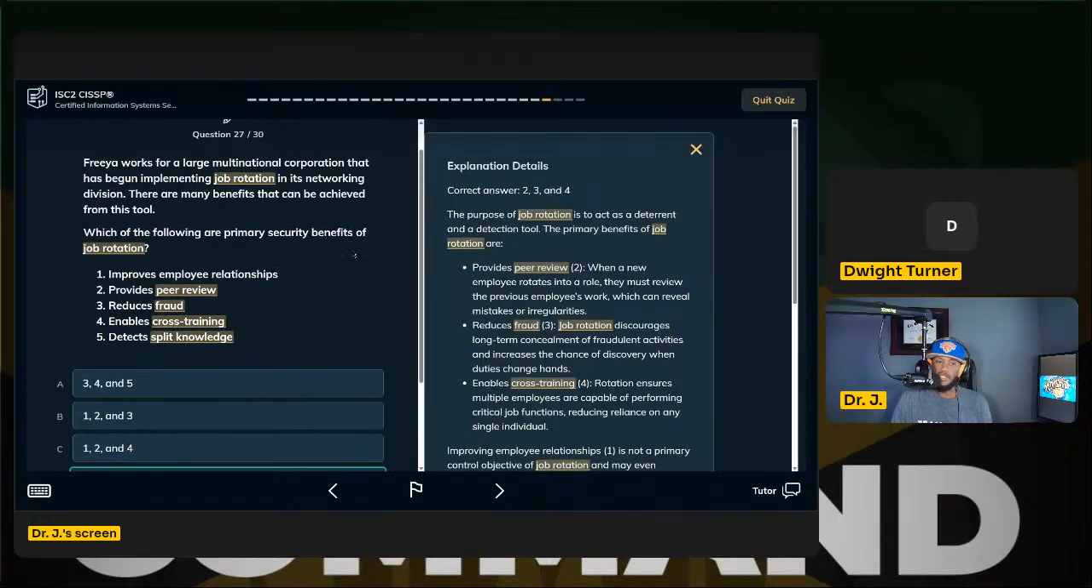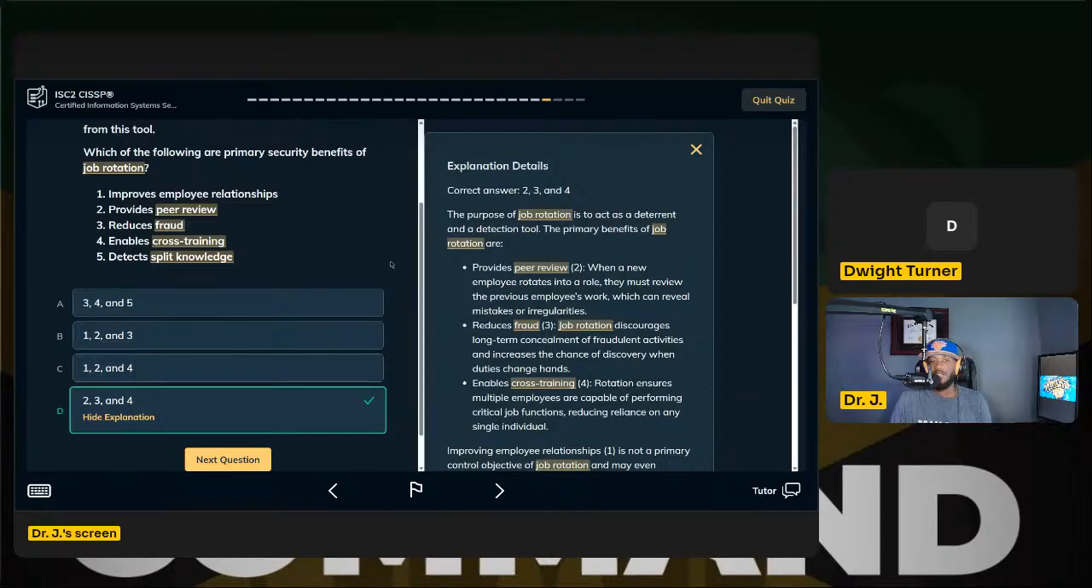When I say primary security benefit, improving employee relationship is not going to be a primary security benefit. It may be nice to have, but that is not a primary security benefit. So that made it easy for me to eliminate Bravo and Charlie. Anything that had choice one, I'll just eliminate. I took a look at Alpha, but I didn't like five. So then I looked at Delta, and that made the most sense. So that's what I went with, and that's the right answer.